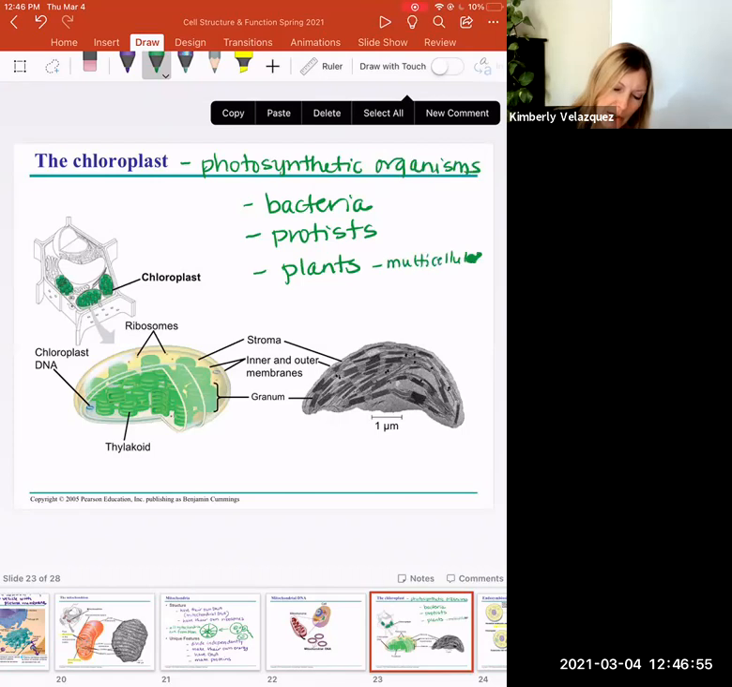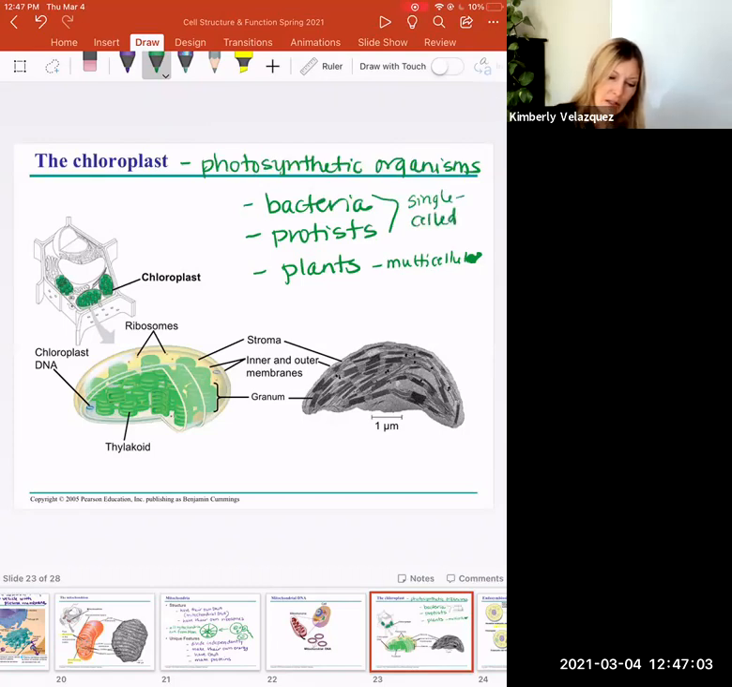Okay, protists and bacteria are all single-celled. The difference is that protists are eukaryotes and bacteria are prokaryotes. But these chloroplasts are where photosynthesis occurs in all of these different organisms.